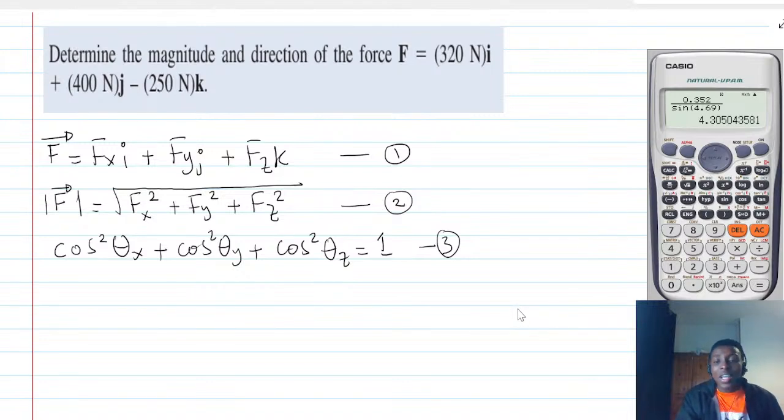Now, these 3 equations are very important if you want to solve a question in 3D. These equations are the basic and the fundamental equations which you need to be able to solve a 3D problem. There are other ones, but it depends on the question. But for a typical 3D question, these are the equations that you are going to use.